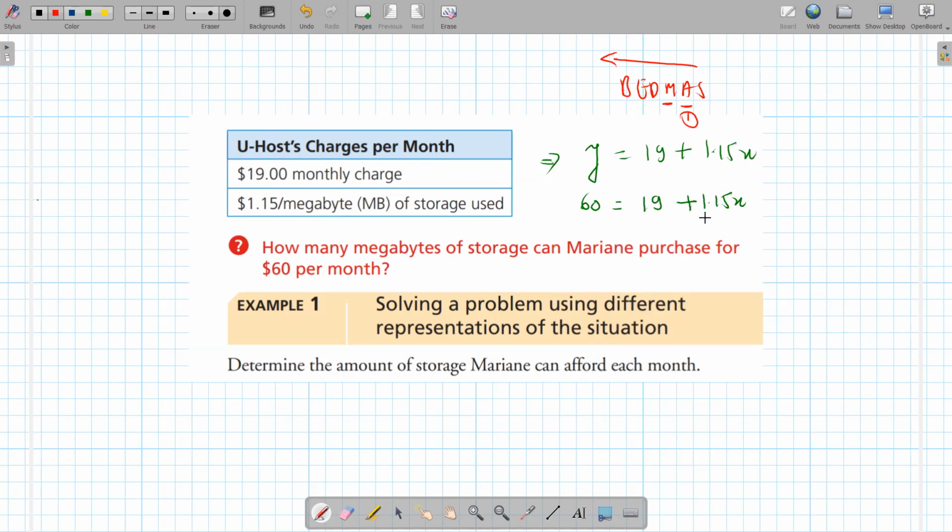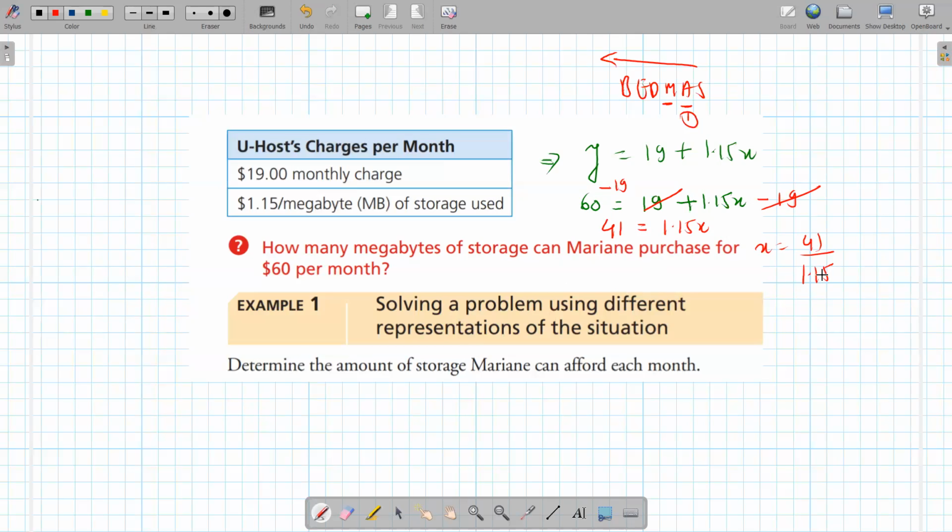The goal is to isolate this term, okay? So we want to get rid of this 19 plus. Currently, it's being added to this term, yeah? So we subtract 19 from both sides, okay? Now this goes away, and 60 minus 19 is 41. That equals 1.15x. What's next? X equals 41 divided by 1.15. Yeah, exactly.